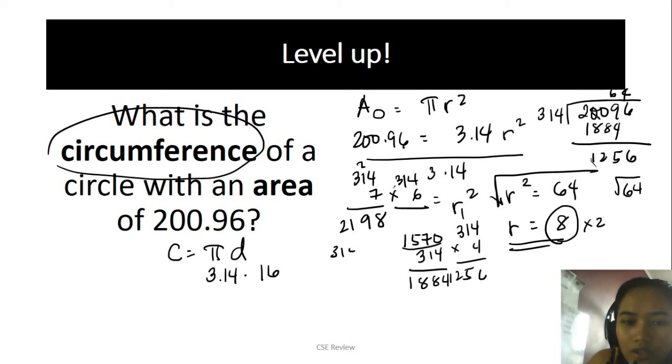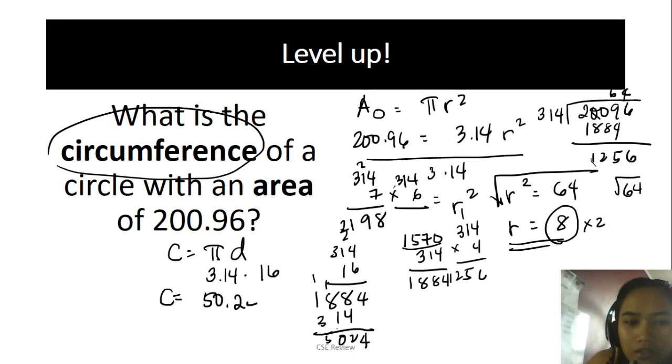So, 314 times 16: 6, 12, 18, 24. 2, you have 8, 8, 6, 12, 18. And then you have another 314 here. The answer is going to be 4. Tapos carry tayo, magiging 12. This is going to be 10. And this is going to be 5. So, meron ka pang dalawang decimal point. So, the answer, the circumference is 50.24.